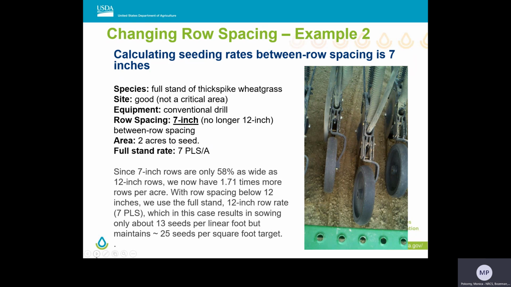We keep the PLS pounds per acre consistent at 7 PLS pounds per acre, causing the number of seeds per linear foot to decrease from 24 seeds per linear foot to 13 seeds per linear foot. But we maintain an acceptable seeding rate per acre. So we have about 25 to 26 seeds per square foot.